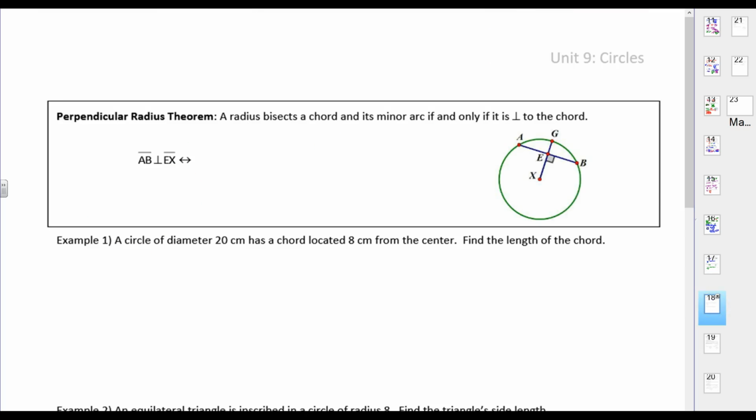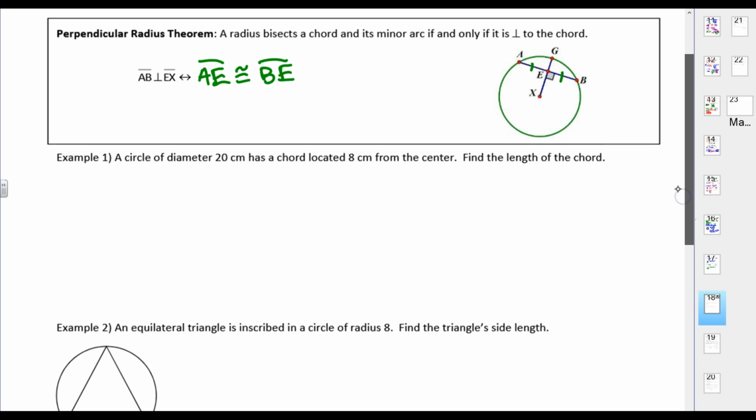So, moving right along. We also have a perpendicular radius theorem. If a radius bisects a chord and its minor arc, if and only if it is perpendicular to the chord. So if a radius bisects a chord, it's going to do it at a right angle and it's going to split it in half. So if AB is perpendicular to EX, we know that AE will be congruent to BE. And once again, it's because we're creating lots of congruent triangles.